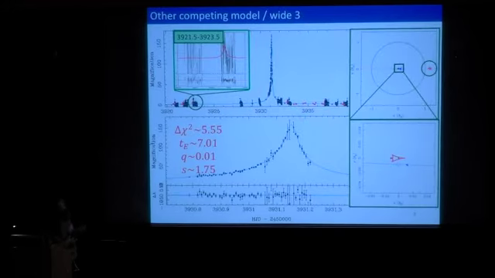And here is one of the competing models, the wide 3 model. We can see the bump around 39.22 due to the cusp approach to the planetary caustic. In this model, the delta chi-square is 5.6, and the event time scale is twice as long as that of the best model. The mass ratio is about 10 to the minus 2, and the separation is about 1.8.